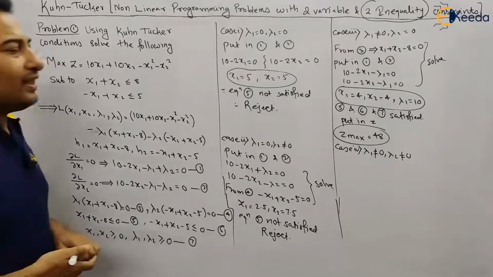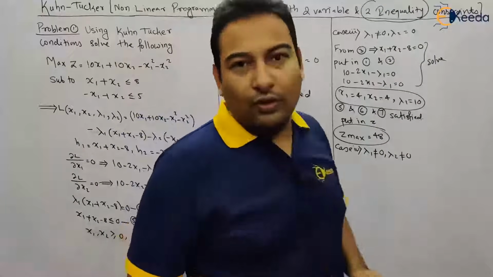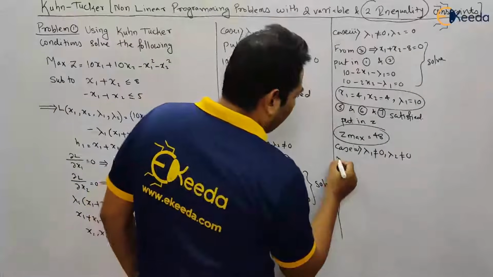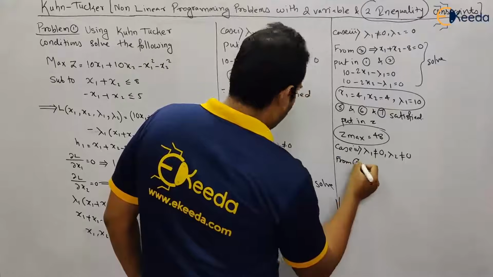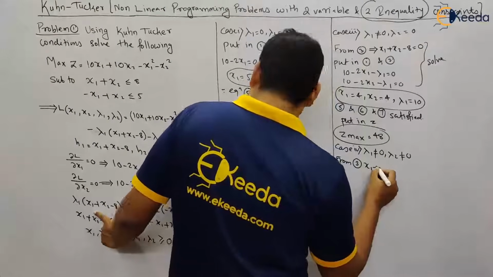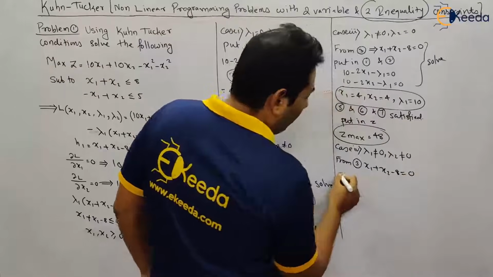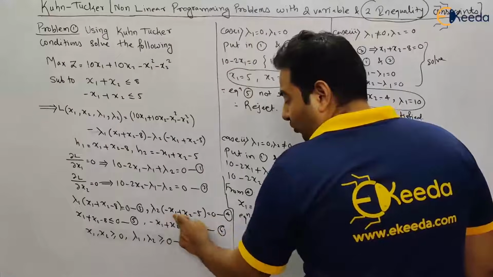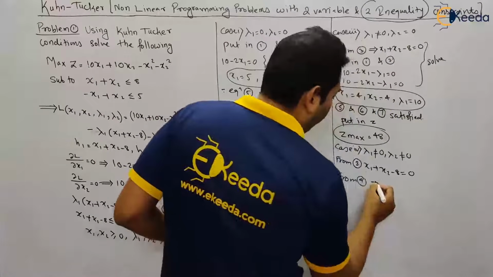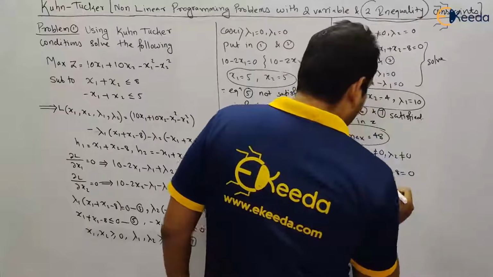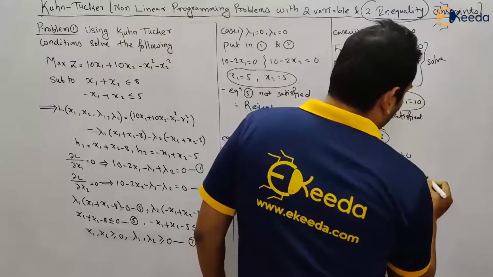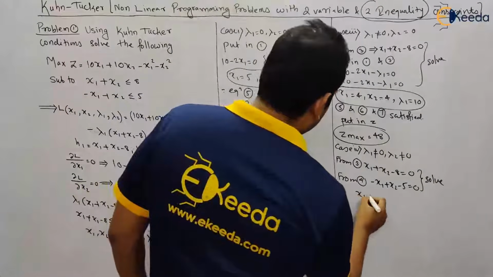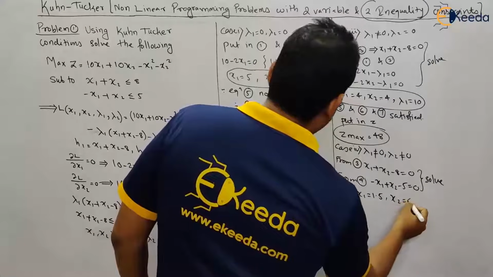Let us move on and let us solve case number 4. See here, lambda 1 not equal to 0. So from equation number 3, if lambda 1 is not 0, this is equal to 0. From 3, x1 plus x2 minus 8 equal to 0. From 4, lambda 2 not equal to 0. See here, lambda 2 not equal to 0 means this has to be 0. Minus x1 plus x2 minus 5 equal to 0. If you solve these two equations, we'll get the value of x1 as 1.5, x2 as 6.5.